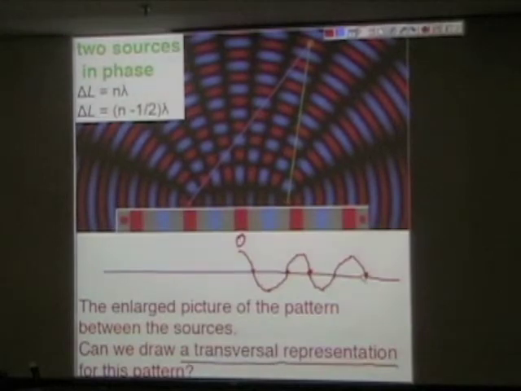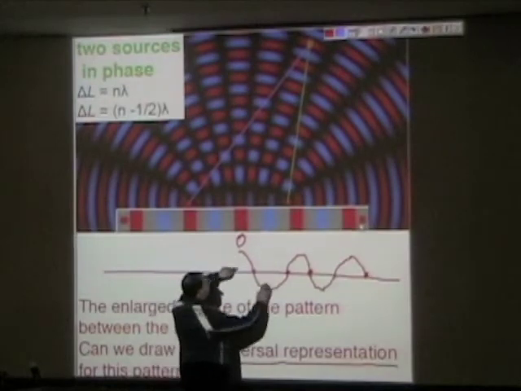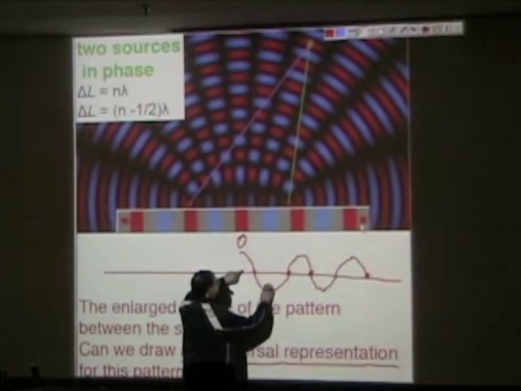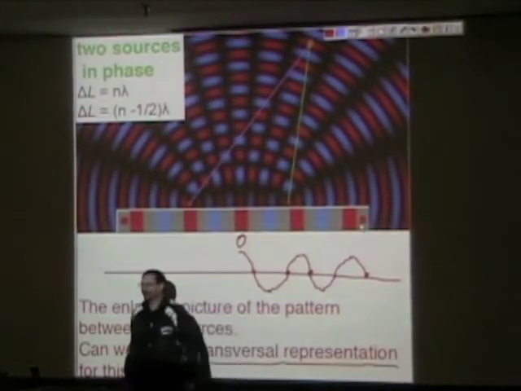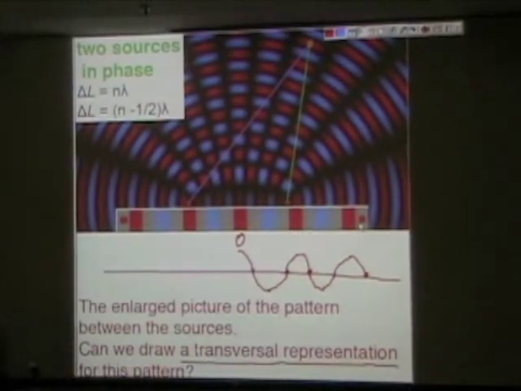And is it possible at some point to have no intensity anywhere? Theoretically, yes, because they move up and down. So at some point, instantaneously, that's how they move, it would look like a straight line. Why not? And of course, we have exactly the same picture on the left. So 0.